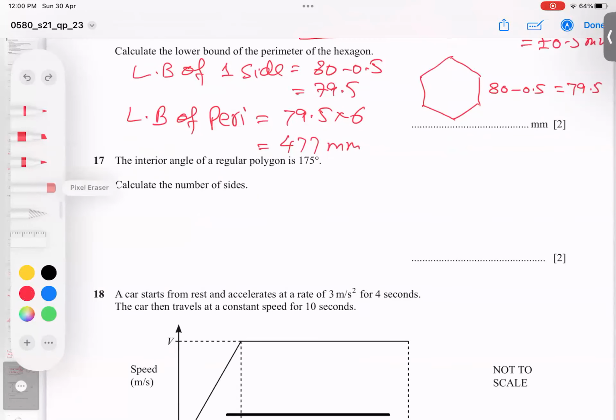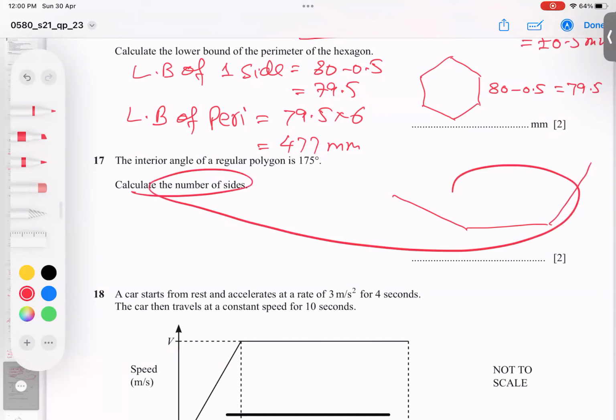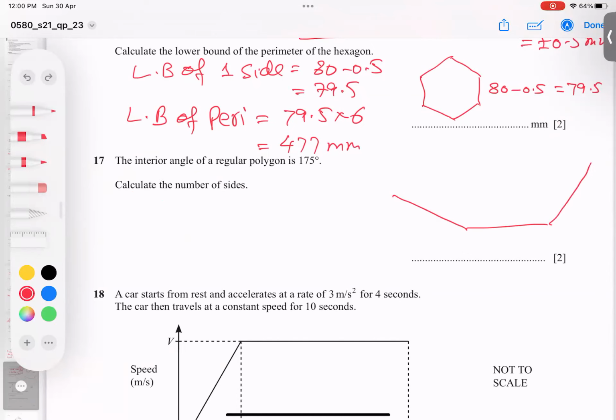Interior angle. Let's say this is 1, 2, 3, 4. I don't know how many sides. For example, 1, 2, 3. I don't know how many sides. He asks how many sides this diagram has, but at the same time says the interior angle is 175. This inside is called the interior angle, 175. Even this is also called interior, 175. How many sides do we have?